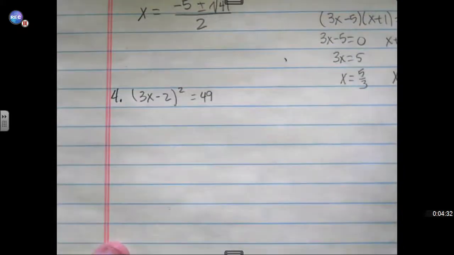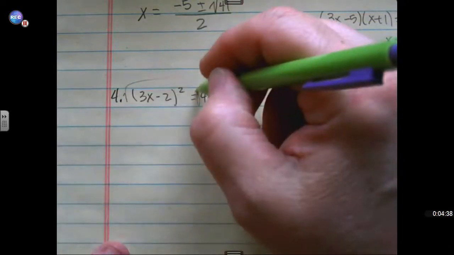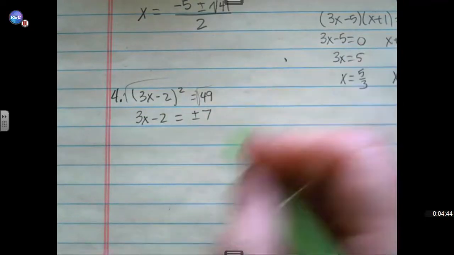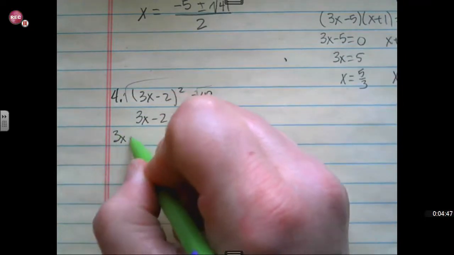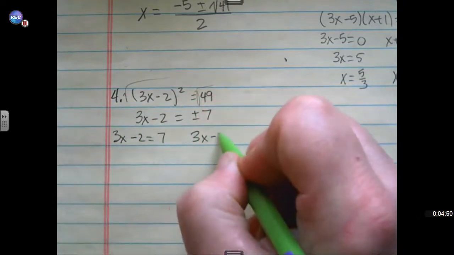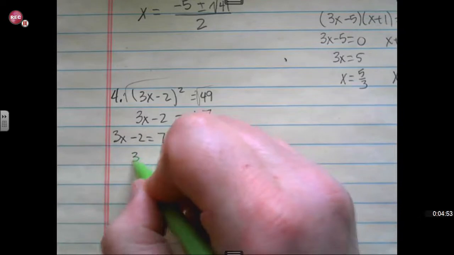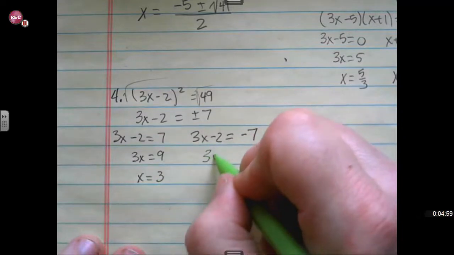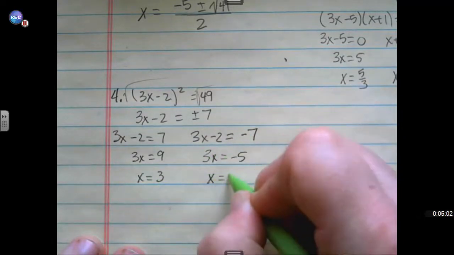Number 4 is 3x minus 2 quantity squared equals 49. And there it is. That's already set up for completing the square. Obviously, you take the square root of both sides. You get 3x minus 2 equals plus or minus 7. So to solve that, we say 3x minus 2 equals 7, and 3x minus 2 equals negative 7. 3x is 9. X is 3. 3x is negative 5. X is negative 5/3.